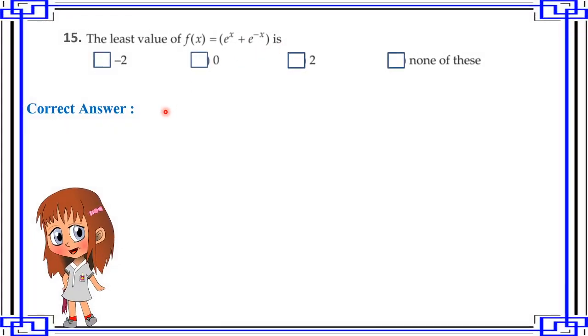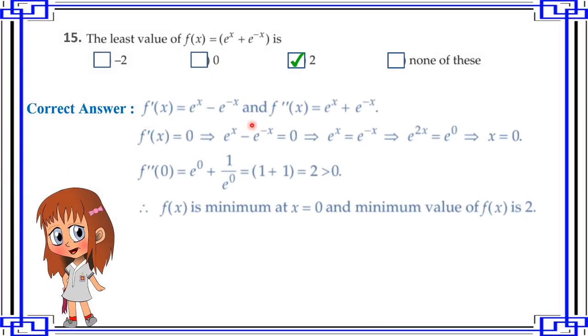The least value means the minimum value. f dash x, f double dash x. Equate the first derivative with 0, find the critical point x equal to 0, and find the value of the second derivative at that critical point. It is coming as 2, so it's a point of local minima and the minimum value is 2.